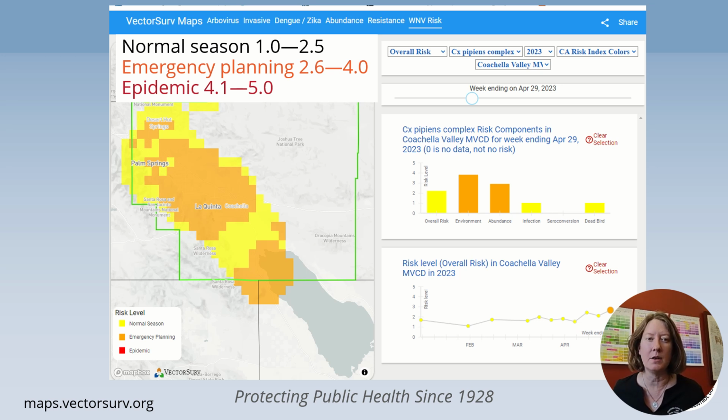Here we see an example of the risk values for areas of the Coachella Valley. If the overall risk level is between 1 and 2.5, we are in normal season work. If the risk level is between 2.5 and 4.0, we are in emergency planning level. And if the risk level is between 4.1 and 5.0, we are seeing active transmission and are in epidemic conditions. For this example, the risk of virus transmission is highest in the eastern Coachella Valley communities and in some of the cities, and we would begin to focus our work there to reduce the risk. I'll describe more in the next slides what we mean by focusing our work.